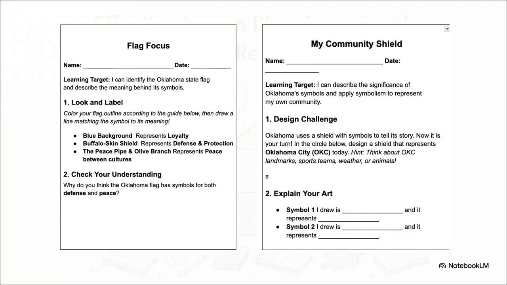Finally, let's wrap up with Section 5, Supplemental Student Materials. Comparing the worksheets from Day 1 to Day 5 perfectly captures the whole journey of the gradual release model. Take a look at Day 1's flag focus. Notice how heavily structured it is. Students are given the exact meanings, like blue background represents loyalty, and they just need to match them up.